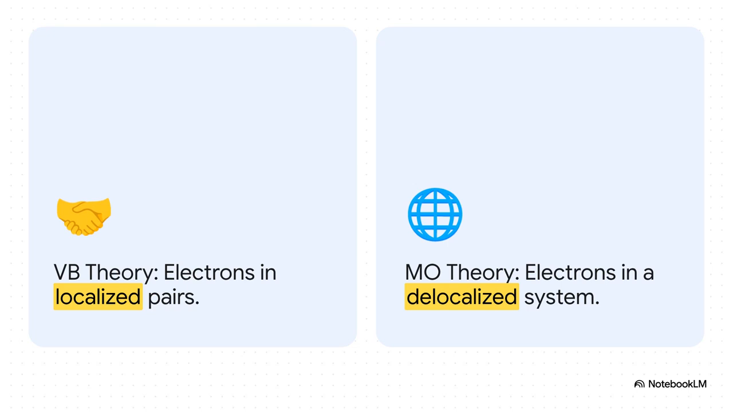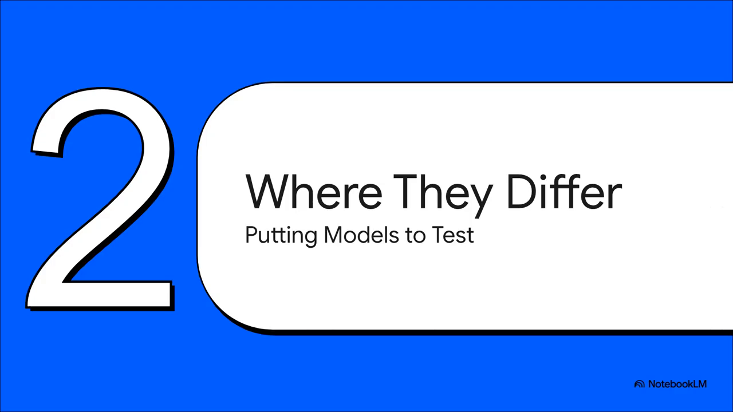So let's just boil it down. It really comes down to this one fundamental difference in perspective. Valence bond theory sees a molecule as a collection of individual, localized little bonds between pairs of atoms. But molecular orbital theory sees a molecule as a single, unified thing, with electrons just spread out all across this delocalized system.